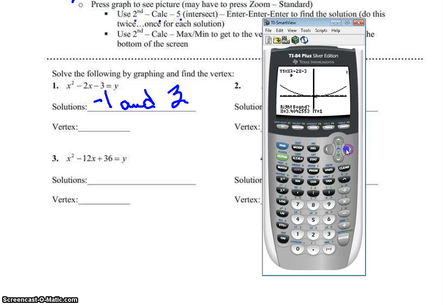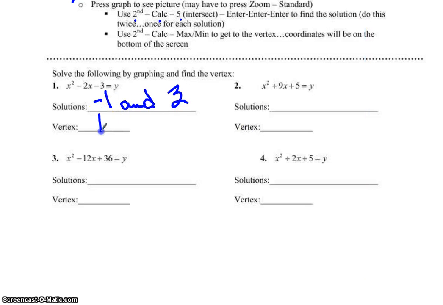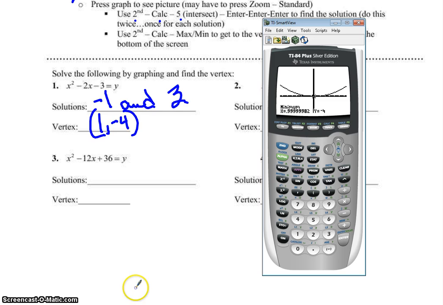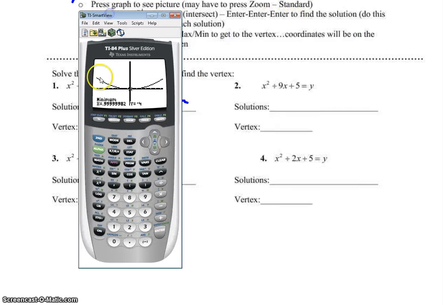Keep in mind that once you have started working on your graph and you've pressed enter once, you will only go left or right. You will never go up and down. So I'm to the right, so enter, enter. And my vertex, I'm going to round that to (1, -4). And remember that your vertex is written as a point, therefore it's in parentheses. Okay, so that has us finished with number 1 and ready for number 2.